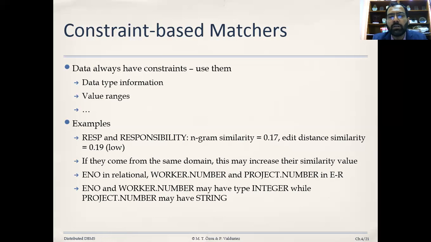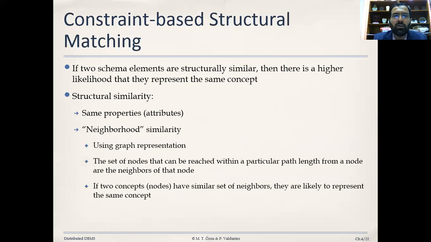So ENO and worker dot number may have type integer, while project dot number, sorry, may have the string. Yes, this is quite possible. You can represent the same thing in different manners because it's an employee number. It might be represented as a number. It might be represented as a string. So if they're representing the same thing, whether they are representing various types, it means they are representing the same thing. So that will help you to decide whether they are the same or not. So you apply those conditions and then check whether they meet those conditions or not.